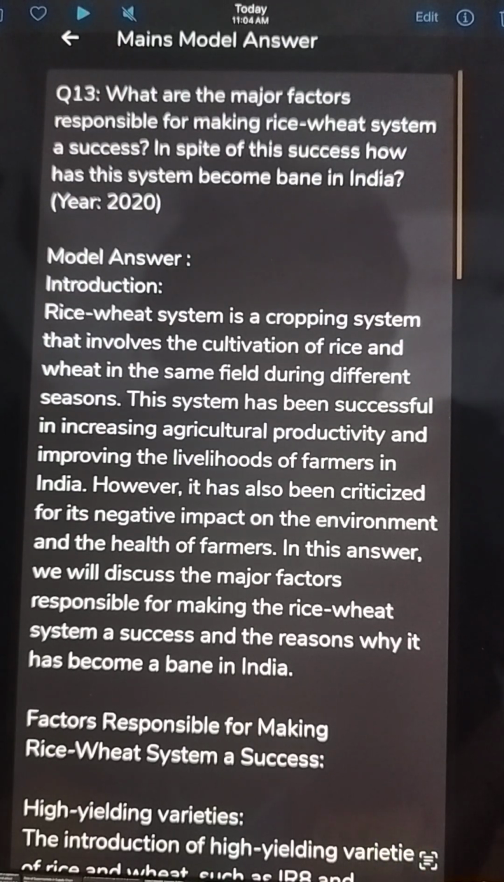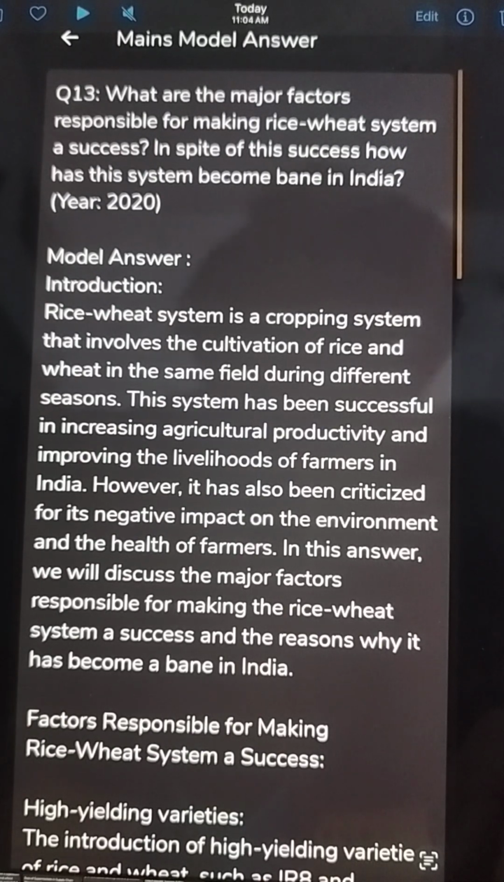Rice wheat system is a cropping system that involves the cultivation of rice and wheat in the same field during different seasons. The system has been successful in increasing agricultural productivity and improving the livelihoods of farmers in India. However, it has also been criticized for its negative impact on the environment and the health of the farmers. In this answer, we'll discuss the major factors responsible for making the rice wheat system a success and the reasons why it has become a ban in India.